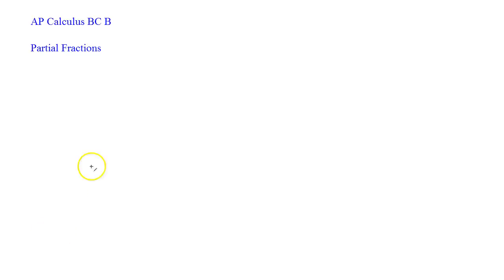Okay, so today we'll be talking about partial fractions. What we'll be doing is integration with the use of partial fractions to really help break down a problem and make it a lot easier to work with.